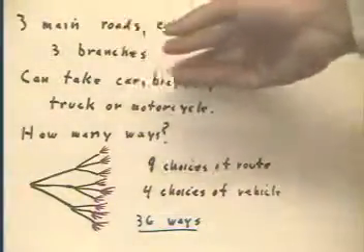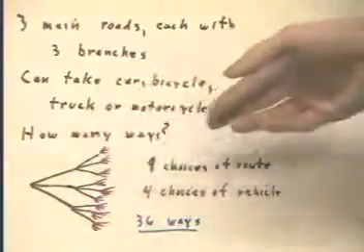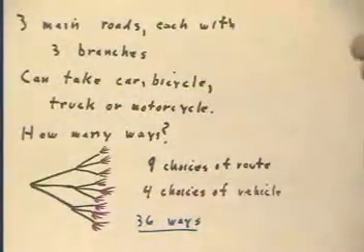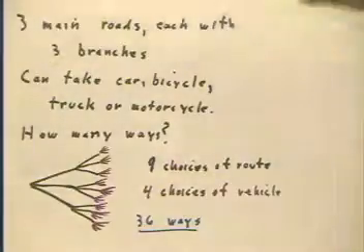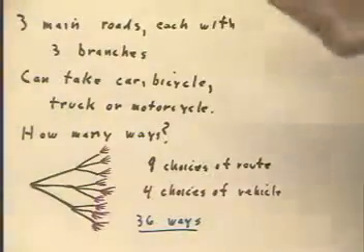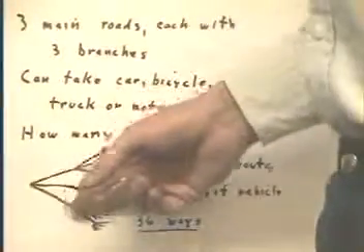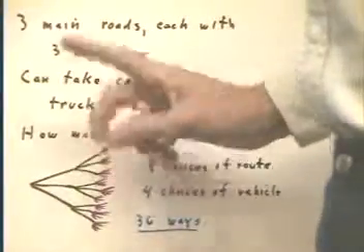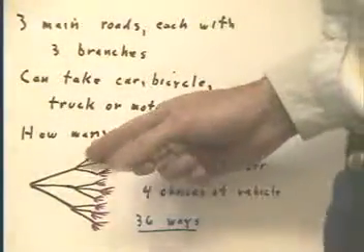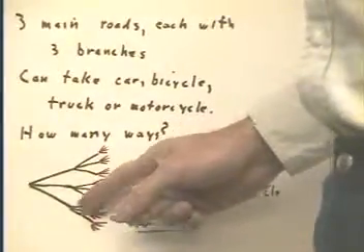We can take a car, bicycle, a truck, or a motorcycle. So how many ways can we get to the next county, counting different modes of transportation as well as different routes? Well, we can draw a picture. We've got three routes we can take. For each route, there are three branches, and each of those branches leads us into the next county.